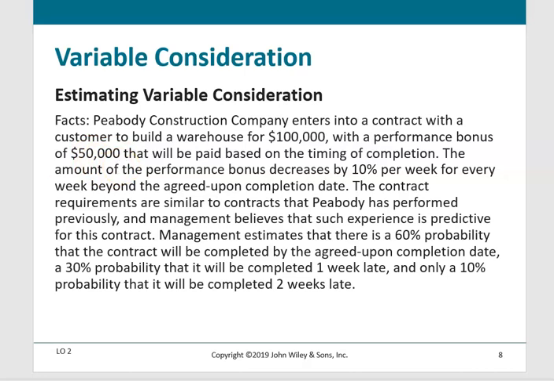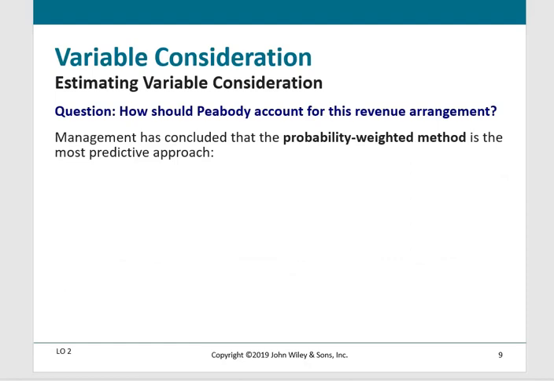Let's take a look at how much revenue the company would record, or the amount of the contract, if the company is using a probability weighted method. So we say there is a 60% chance of the full contract amount, 150,000. That is of course, this is the 100,000 plus bonus.